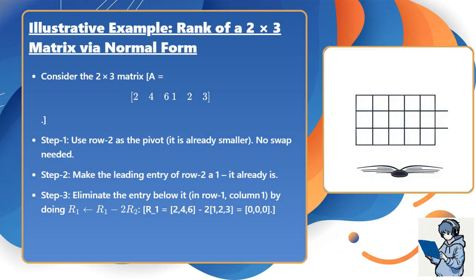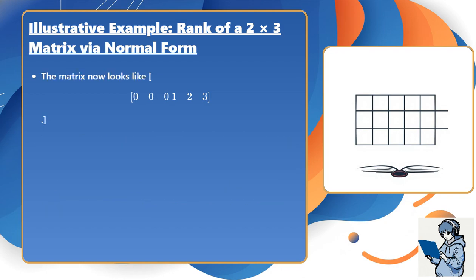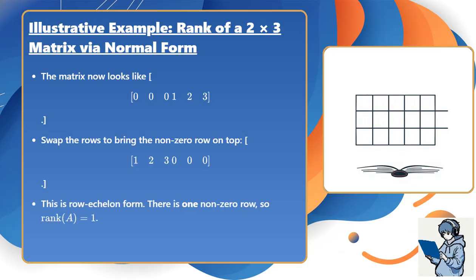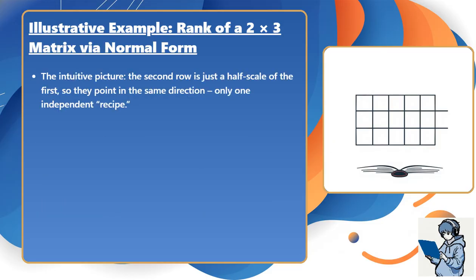R1 equals [2, 4, 6] minus 2 [1, 2, 3] equals [0, 0, 0]. The matrix now looks like [[0, 0, 0], [1, 2, 3]]. Swap the rows to bring the non-zero row on top: [[1, 2, 3], [0, 0, 0]]. This is row echelon form. There is one non-zero row, so rank of A equals 1. The intuitive picture: the first row is just a scaled copy of the second, so they point in the same direction, only one independent recipe.